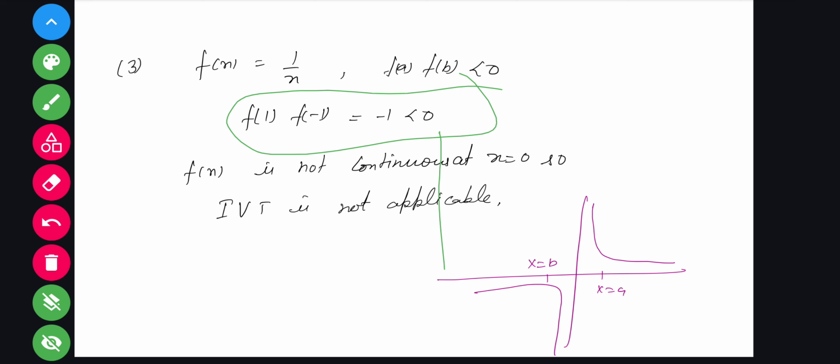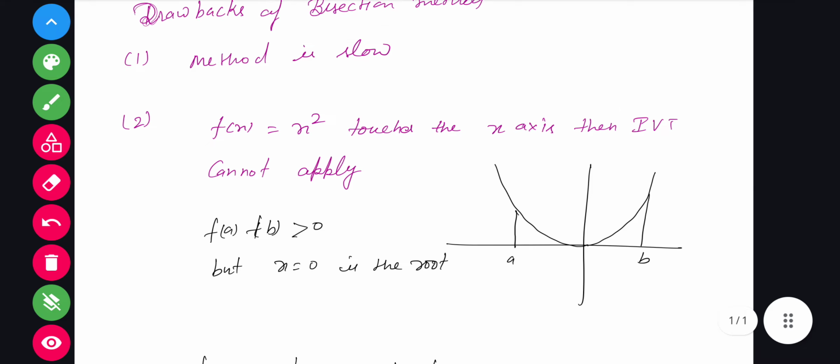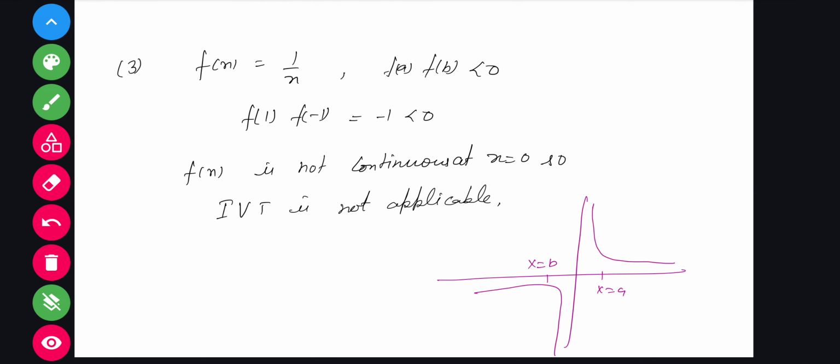In these three conditions, we can say that in two of them the bisection method fails, and we saw three drawbacks of the bisection method. In the next video we will see Newton's method or maybe the fixed point method. So we will see all the methods. That is it.